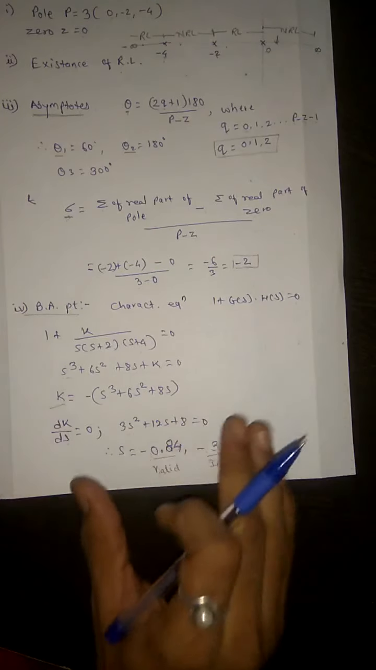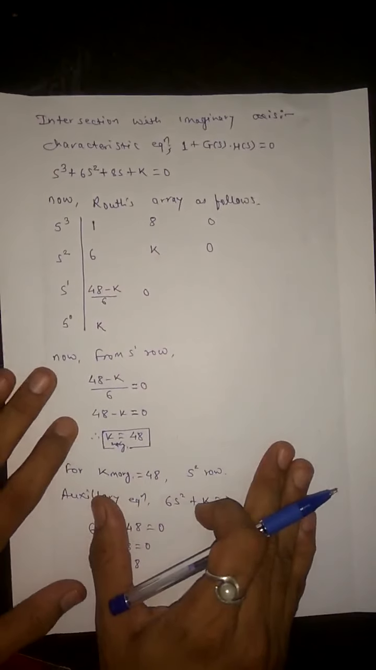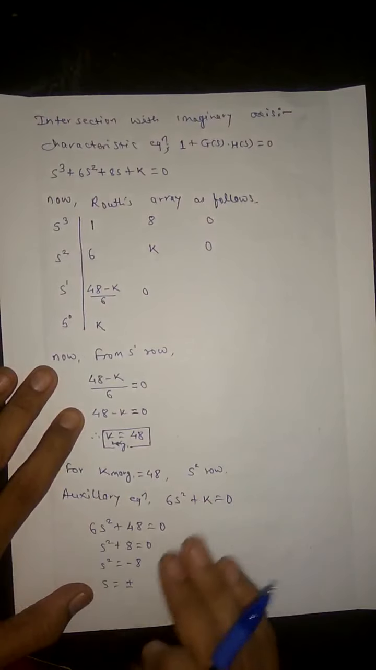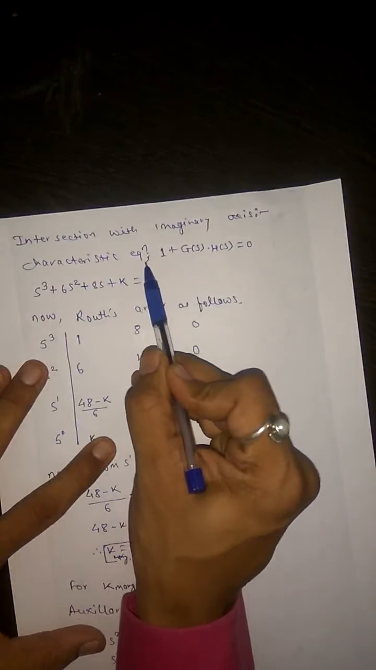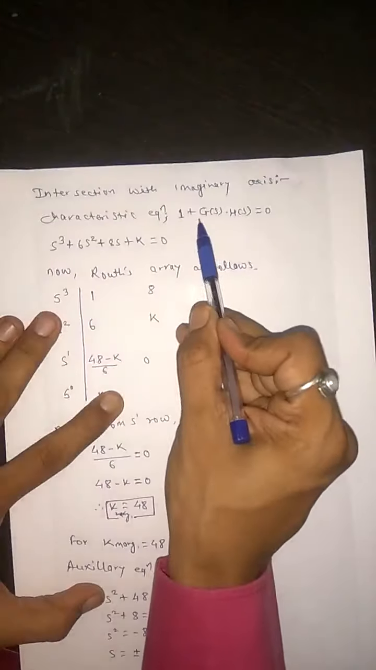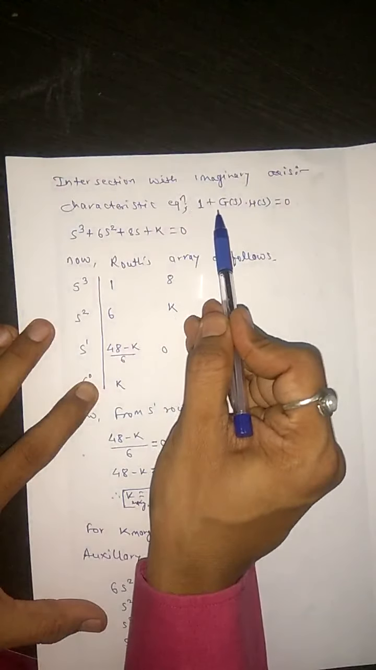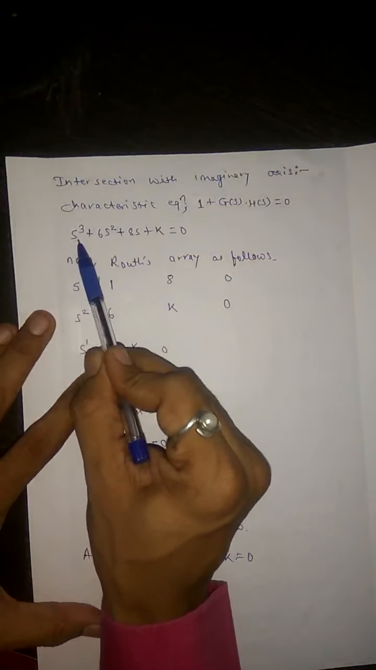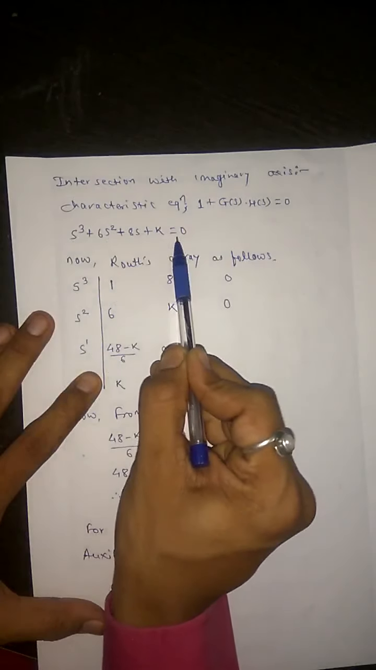Now next is about the intersection with the imaginary axis, at which point your root locus will intersect with the imaginary axis. The steps for finding the intersection with the imaginary axis: again consider the characteristic equation 1 plus G(s) H(s) equal to 0. We already found the characteristic equation in the previous step, the breakaway point. So copy directly that equation, s cube plus 6s square plus 8s plus k equal to 0.